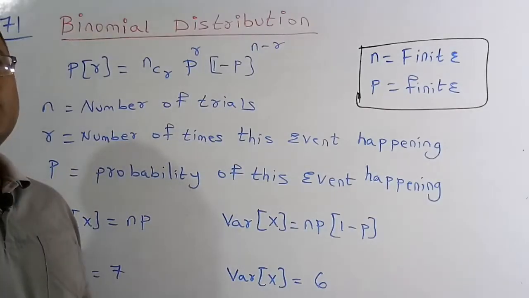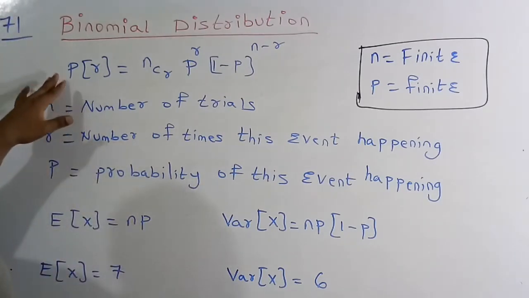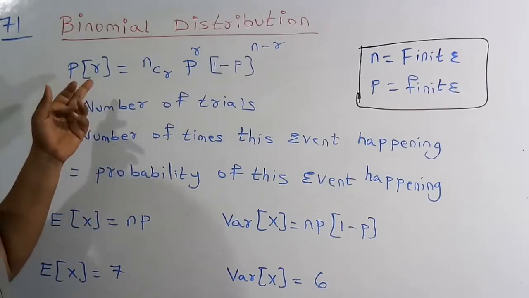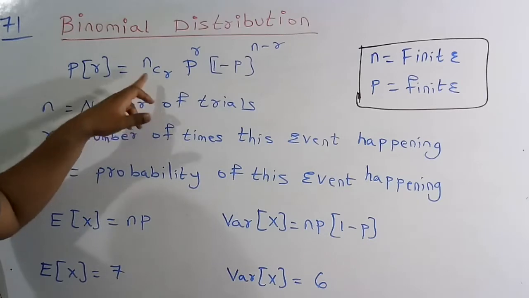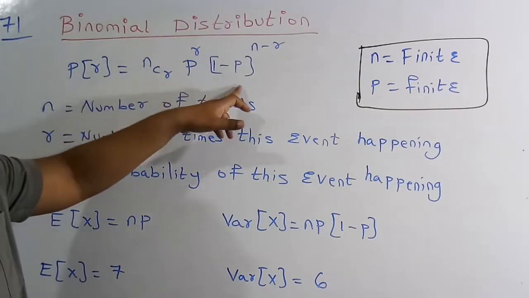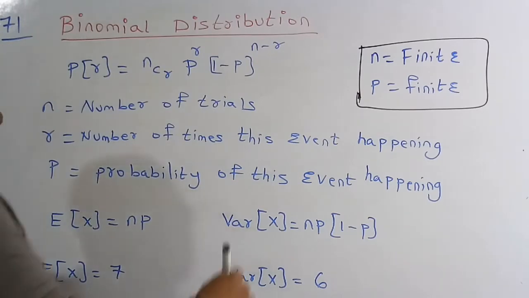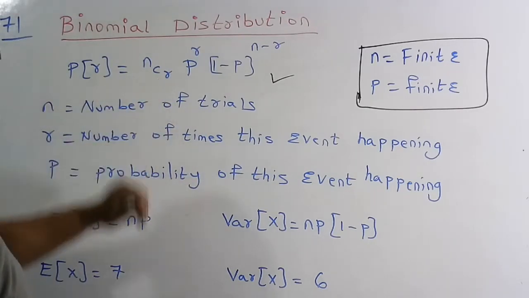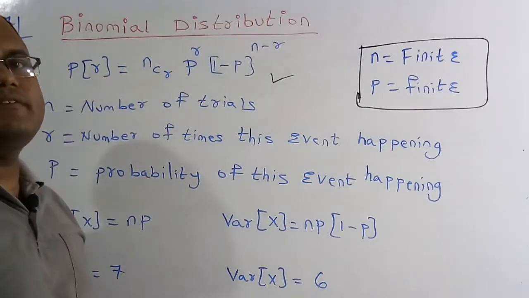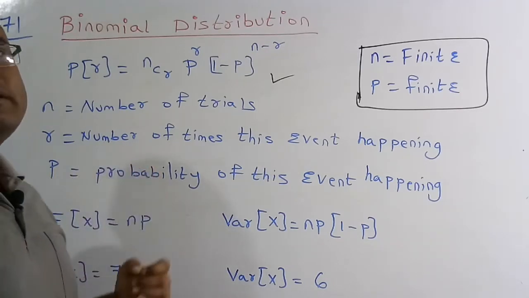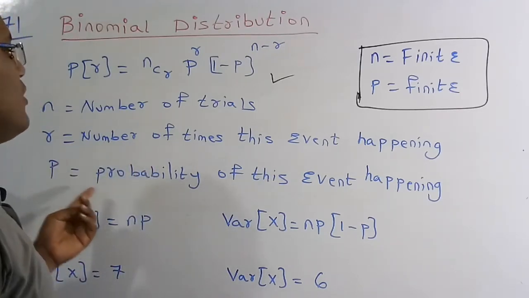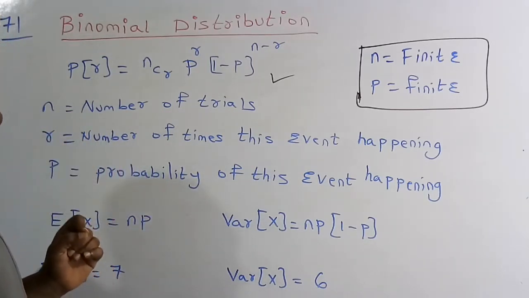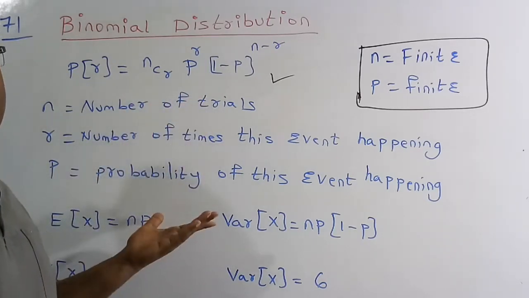We have to solve this question with the help of the binomial distribution. The binomial distribution formula gives the probability of the number of times the success is going to happen: P(R) = nCr into p to the power of r into (1 minus p) to the power of n minus r. This is the basic formula of a binomial distribution, where n is the number of trials, r is the number of times the event is successful or happening, and p is the probability of the event happening. 1 minus p is nothing but the probability of failure.